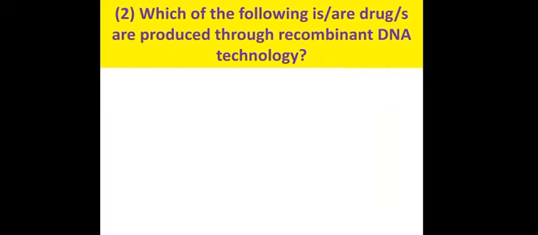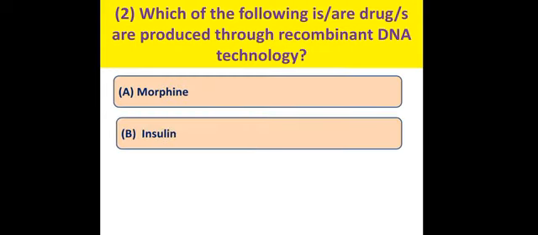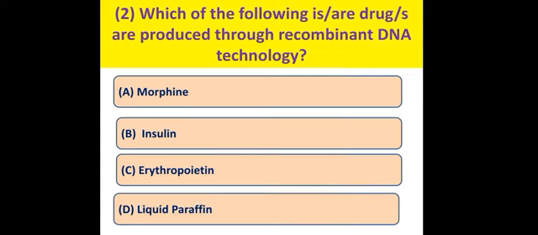Question 2. Which of the following is or are drugs produced through recombinant DNA technology? Option A, morphine. Option B, insulin. Option C, erythropoietin. Option D, liquid paraffin. Okay, you can go backwards later on, no issue.